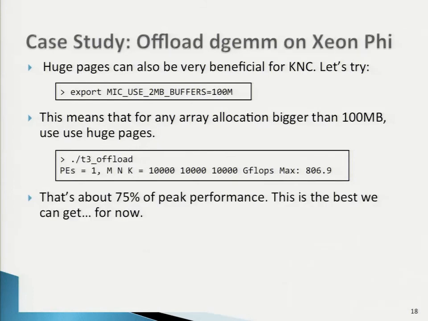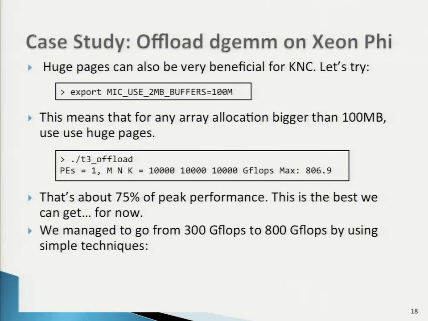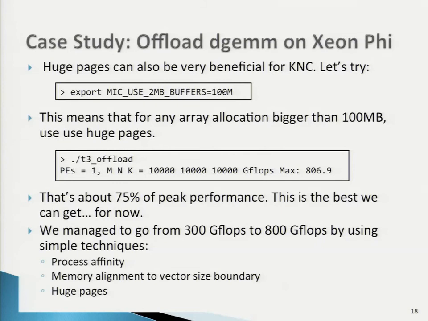So that's about 75% of peak performance, and that's the best we've managed to get now. And it's very interesting because we didn't have to go rewriting any code. We were just calling a highly optimized library provided by the vendor, but we still had to go through the steps of really looking closely at affinity, your memory alignments, and your huge pages. And this has a much larger effect on the Xeon Phi than it does on Sandy Bridge, in my general experience.